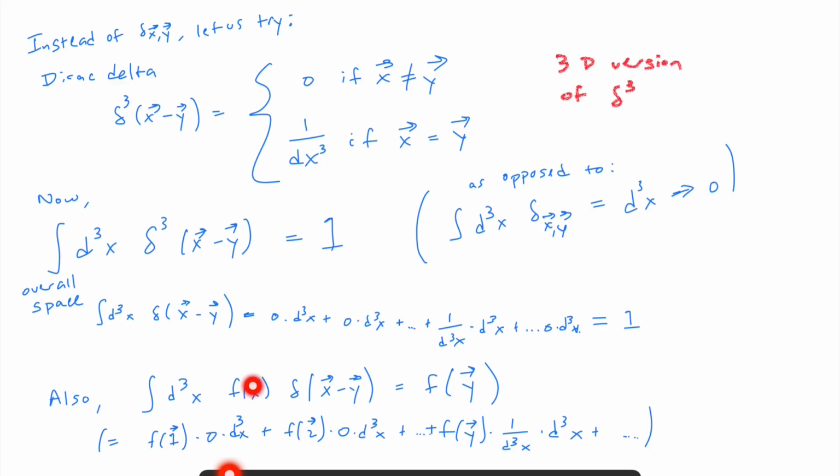It's the same exact thing. Instead of this being 1 everywhere, now this part is 0, 0, 0, 0, 0 everywhere. But when you actually get to the point where x equals y, this thing ends up being 1 over d third x times d third x. These will cancel, and you just get f of y. So this thing is kind of like a sampling function, and this comes up all day long in quantum field theory, where this thing ends up sampling this function and just giving you the value f of y.